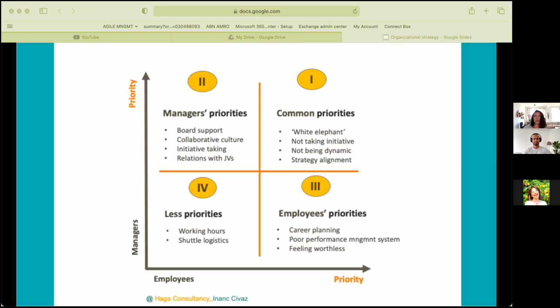They were thinking about the culture, a more collaborative culture. They were thinking about board problems. They were thinking about how they can collaborate better with their group companies. JV is the short form of joint ventures. So, by the way, this company had hired us to change their performance management system to be able to act more agile.